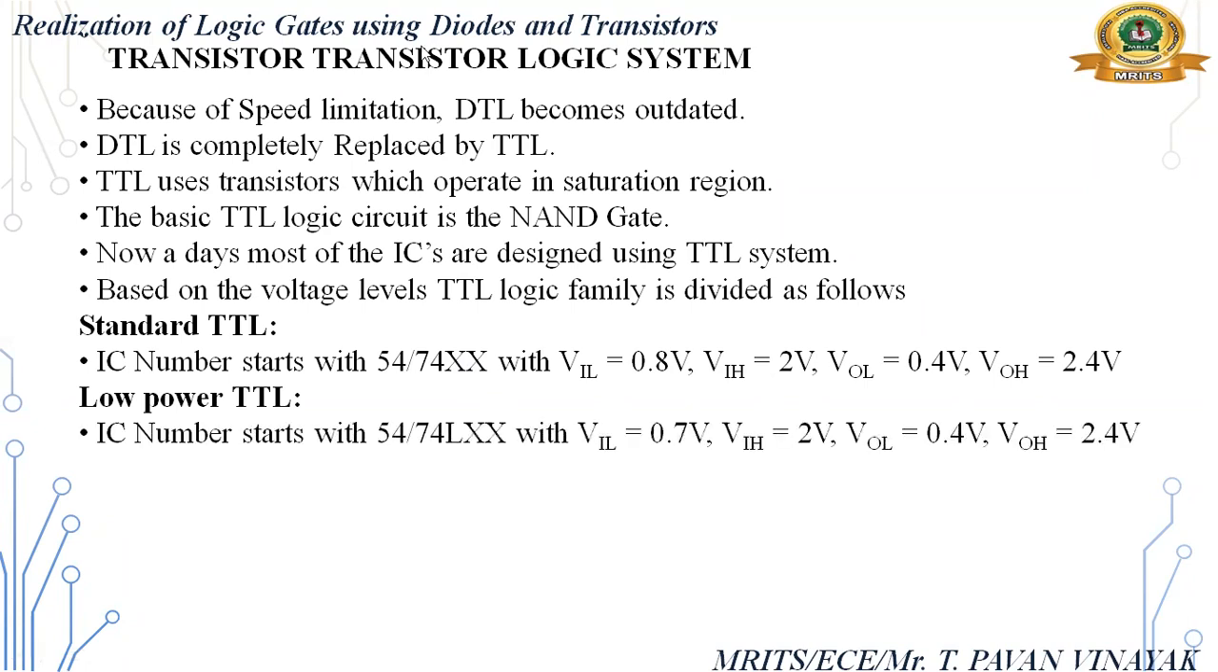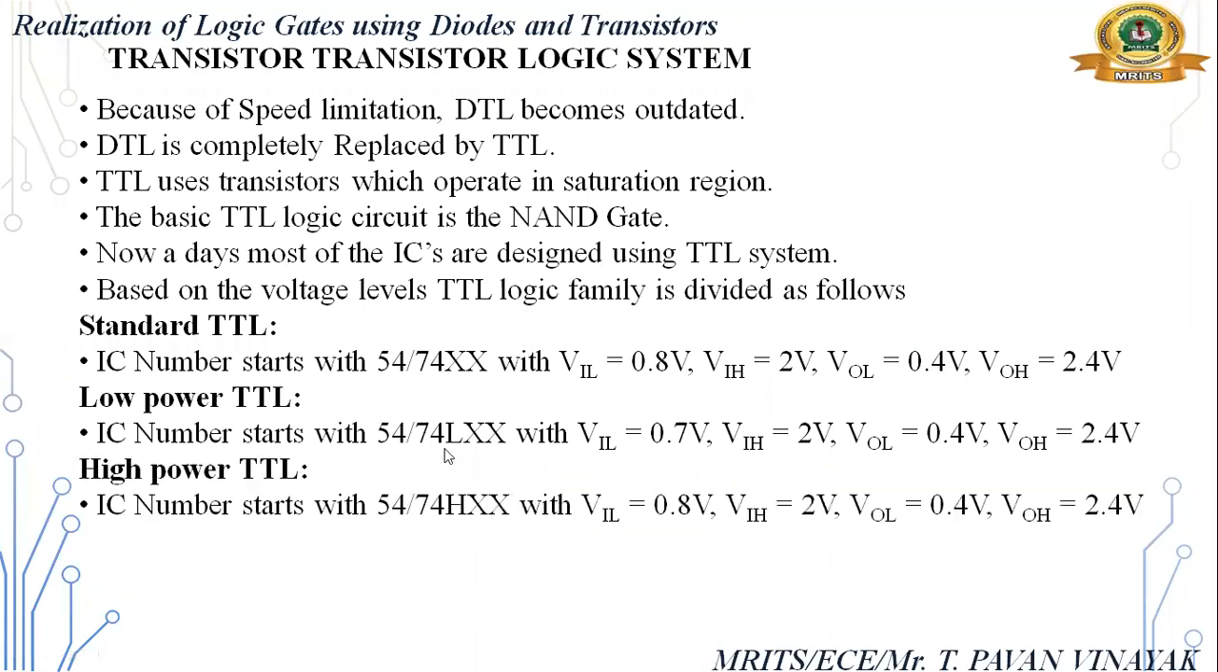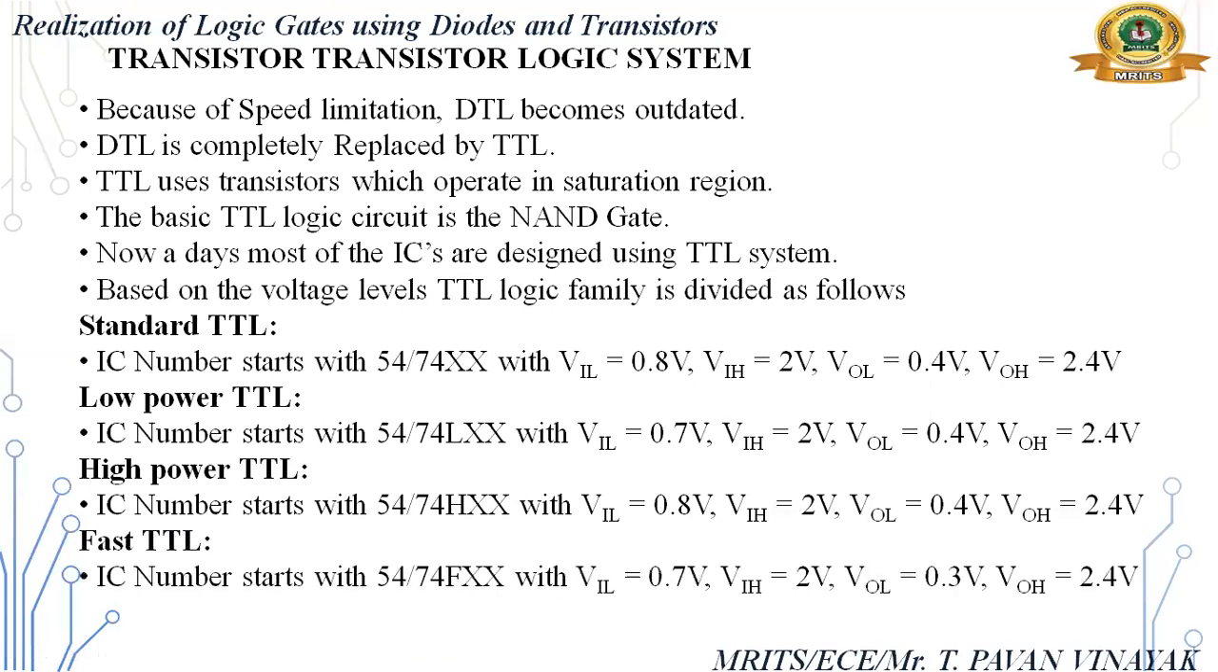Low power TTL IC starts with 74L, and then we get the IC numbers. AND gate means 08, OR gate means 32, so 74L32. Next, high power TTL, 74H. The IC number starts with 74H. Next one is fast TTL. Fast TTL IC number starts with 74F, no other alphabet, directly the number.